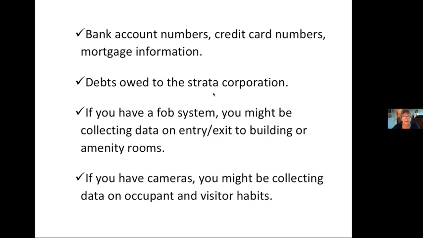But there's more. You've probably got their bank account numbers. You may have credit card numbers. You might have mortgage information. You have information, of course, on any debts owed to the Strata Corporation. If you have a fob system for entry, you might be collecting data on their comings and goings. If you have cameras, you might be collecting data on their visiting habits, where they're going, what time they're going there. So think about all that huge amount of personal information you're collecting about your owners.